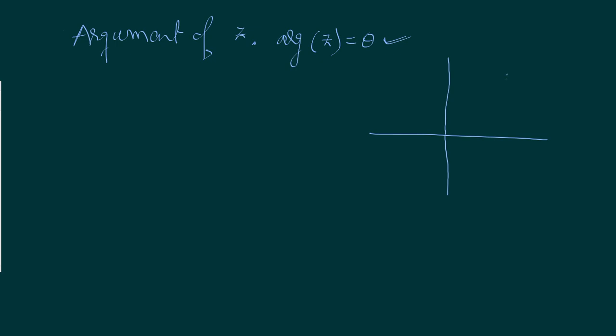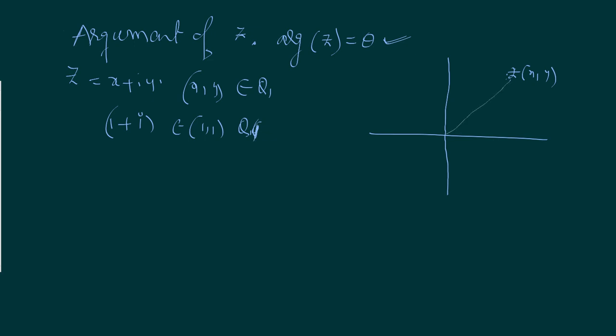Let z = (x, y) be any complex number. Suppose (x, y) belongs to the first quadrant, for example 1 plus iota, that is (1, 1), which just belongs to the first quadrant. So look at this point, which makes angle theta with the x-axis. You see the argument of this is in the first quadrant.